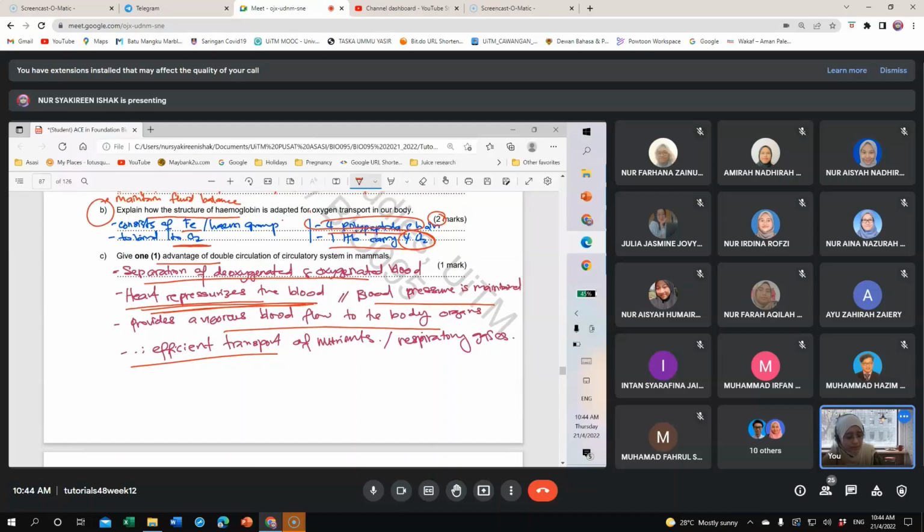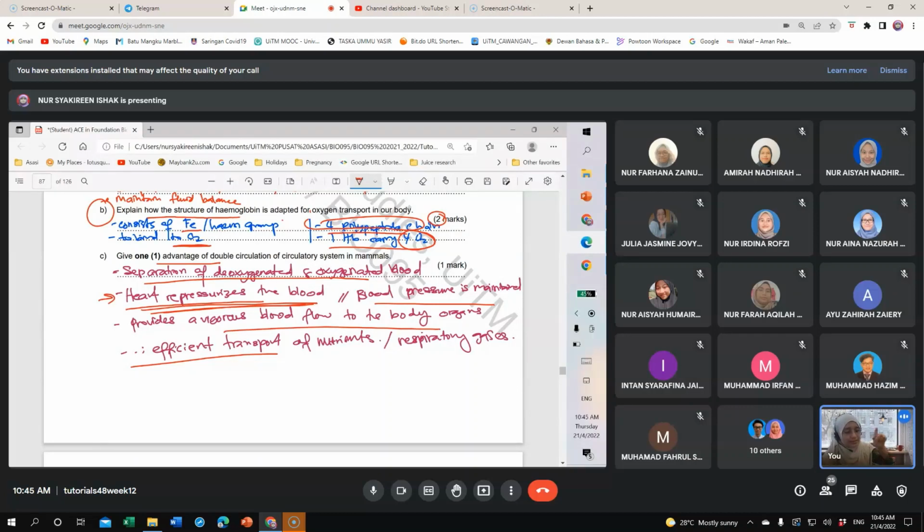Kan? So ini ada banyak point, you just choose one. Okay, so one advantage yang paling obvious sebenarnya yang ini. The heart repressurizes the blood. Itu yang paling penting. Sebab kalau kita tengok dekat ikan is single circulation. Okay, the heart pumps the blood into the gills. Kan? So gills has many gills capillary.